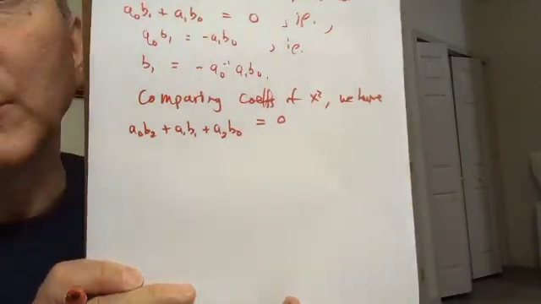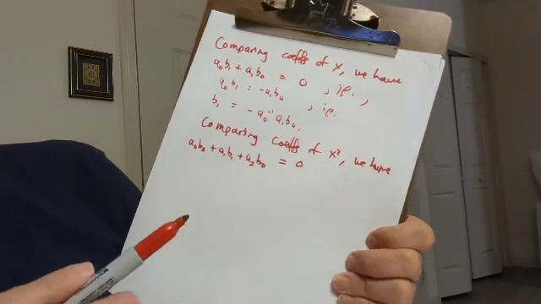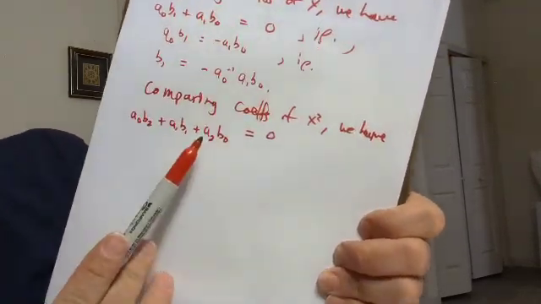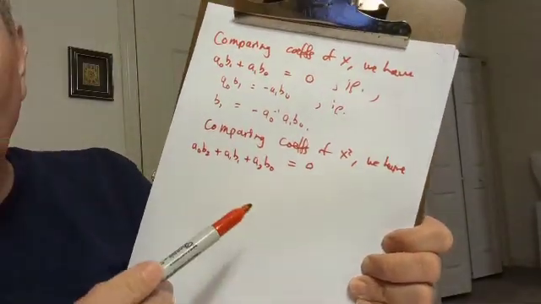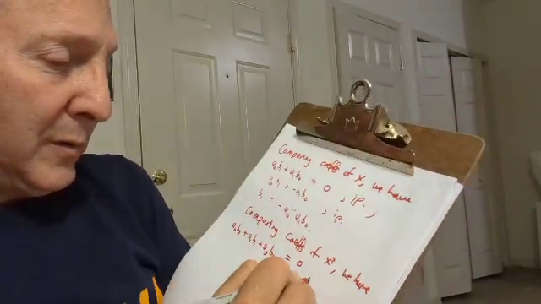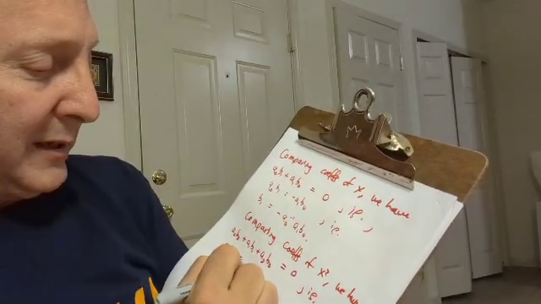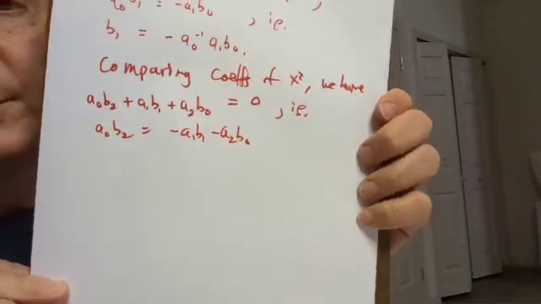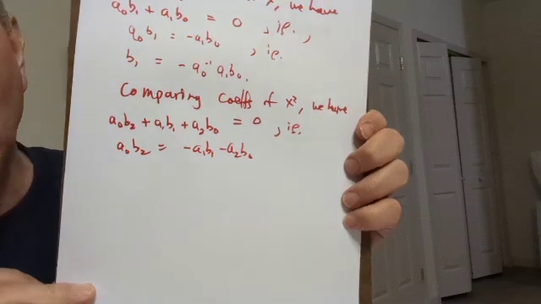All right, so there's 6 symbols there. We know the 3 a's because the A series is given, and we just solved for b0 and b1. Oh, so that only leaves b2. b2 is the only unknown here. So if we can solve for it, then we've got b2. So let's see. a0 b2 equals negative a1 b1 minus a2 b0, just by subtracting.